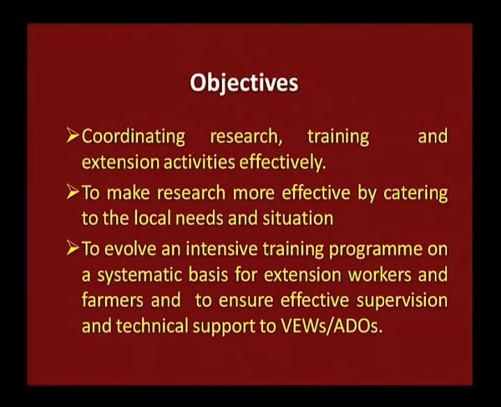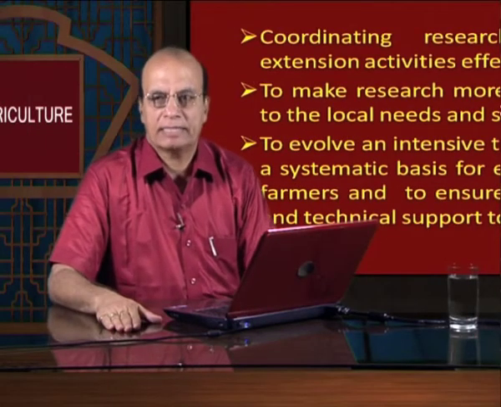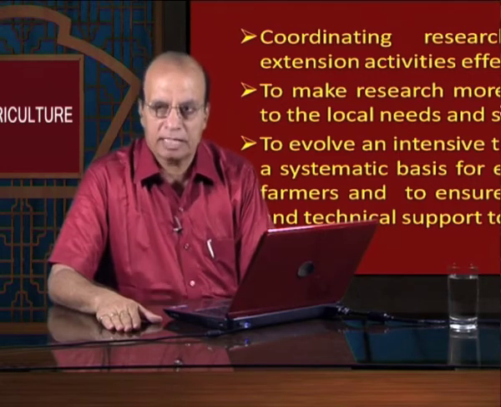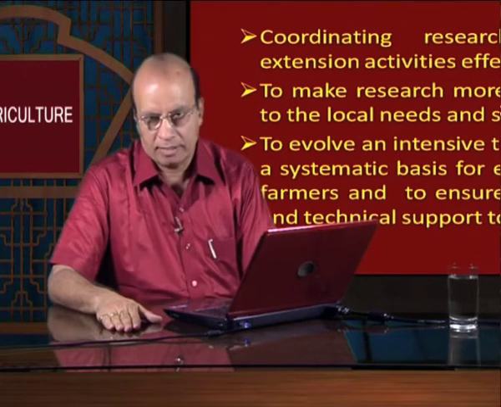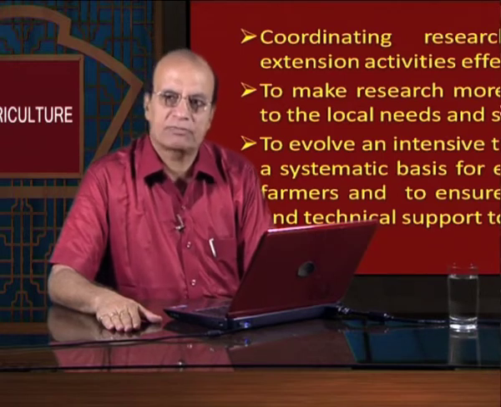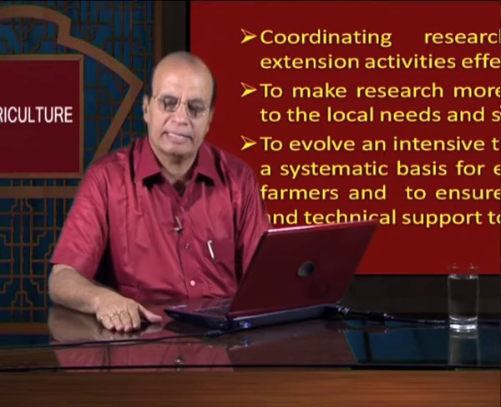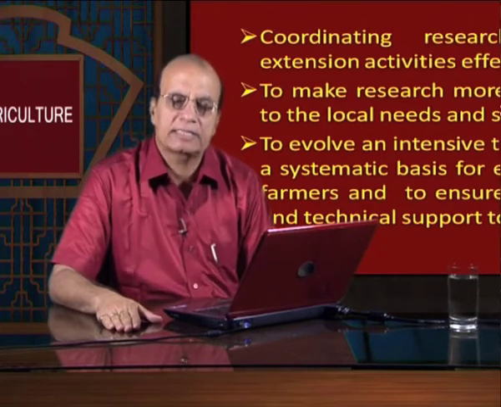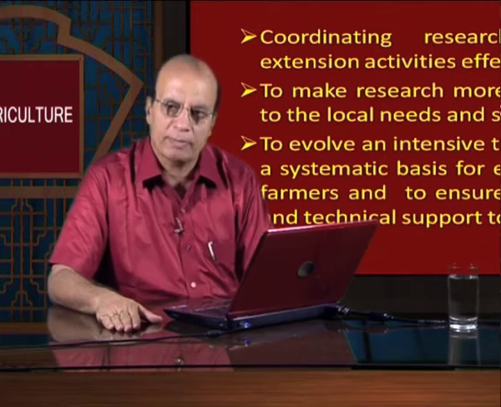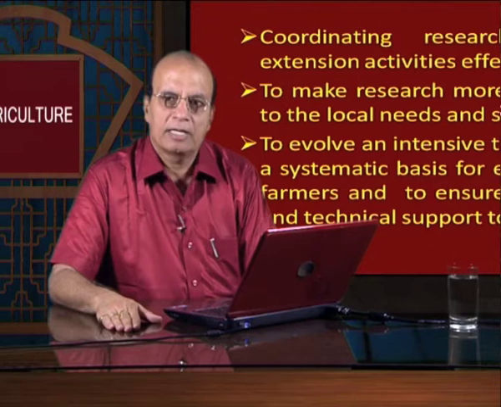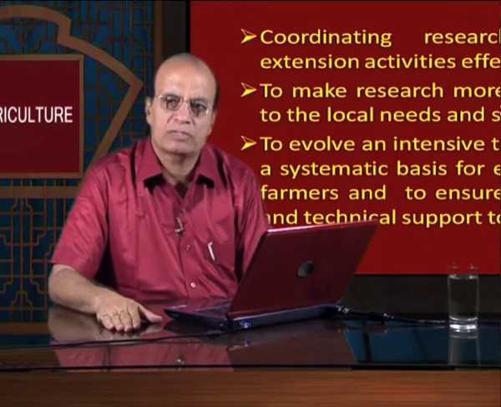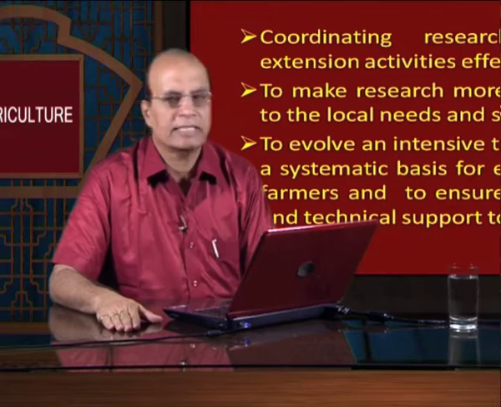The objective of this program is coordinating research, training and extension activities effectively. We know that there are 3 mandates of an agriculture university: teaching, research and extension education. Teaching means various campuses provide teaching to students up to the graduate, postgraduate and PhD level. Various research stations are there based on different agroclimatic conditions in the state, where research is conducted based on the farmers' problems. And third is extension activities.